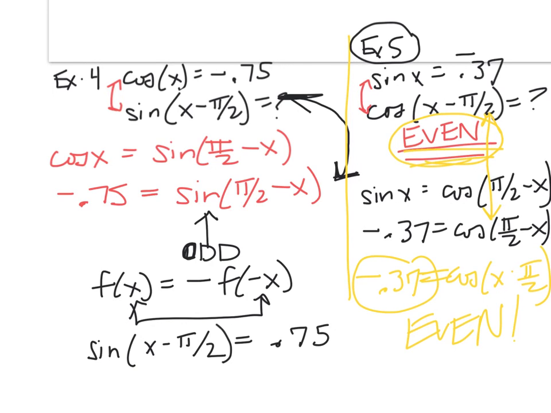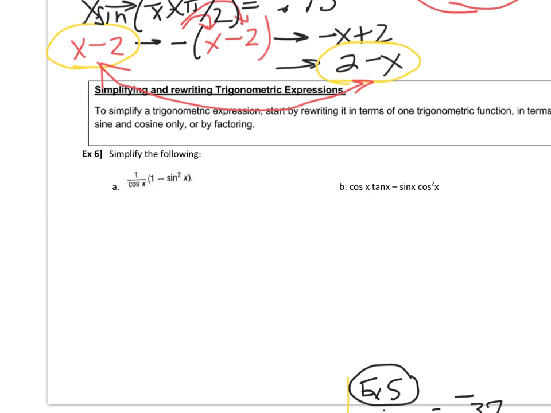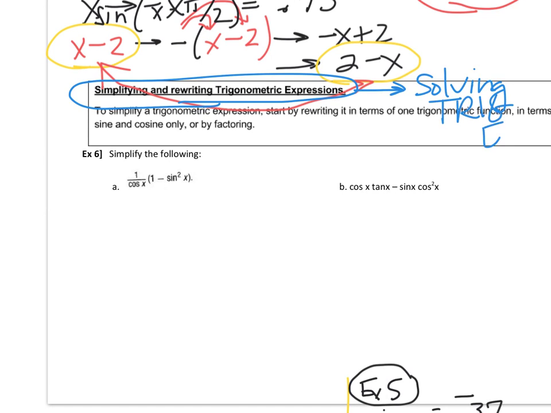All right, for our last section of the lesson, we're going to be simplifying and rewriting trig expressions. This is going to be really important as we move forward to solving trig equations. So what we're trying to do is build this skill in lesson 1, and then we're going to be solving equations later. We're going to be using a lot of good math here. We're going to be rewriting things.